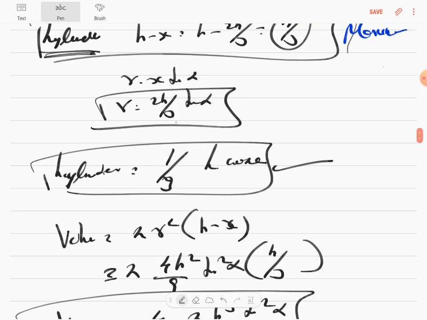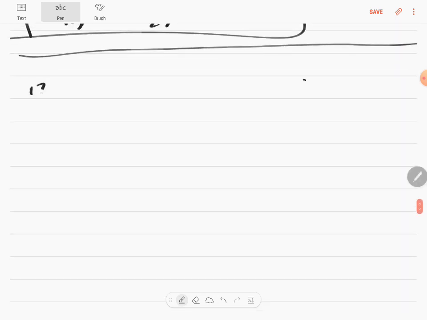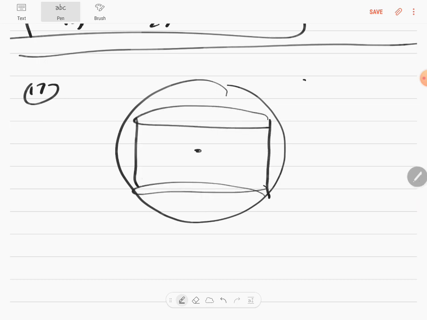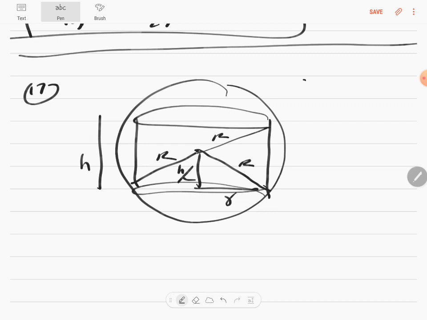17th question. Show that the height of the cylinder of maximum volume that can be inscribed in a sphere. So take a sphere. You're inscribing a cylinder inside it. You know it will be symmetrical about the origin. Obviously, otherwise it won't be maximum, correct? So this itself is capital R, this itself is capital R, this is small r, this is capital R. This will be h by 2 because it will be symmetrical. If h is the height of the cylinder, half of it will be h by 2.